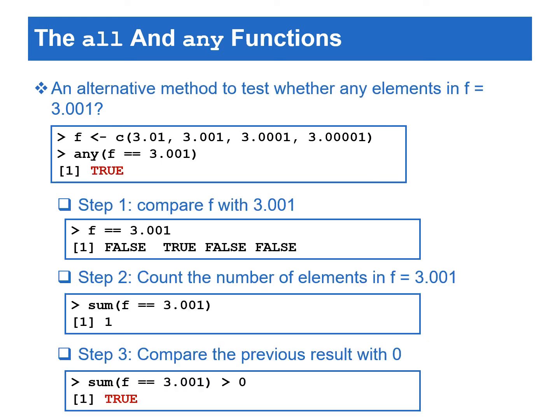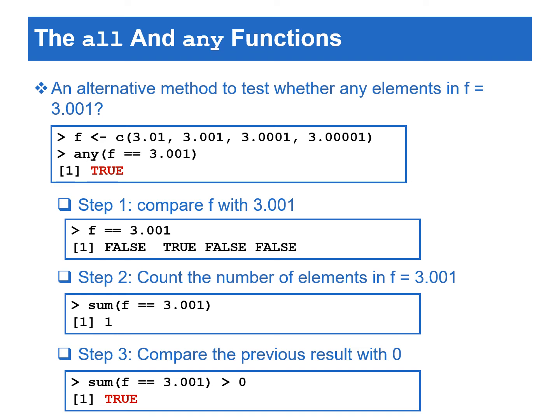Instead of using the any or all function, we can also solve the problems based on what we've learned. For example, how to test if any elements in f equal 3.001. Since the any function returns one single TRUE or FALSE value, we would like our alternative method to result in one single TRUE or FALSE as well. There are 3 steps to accomplish this task.